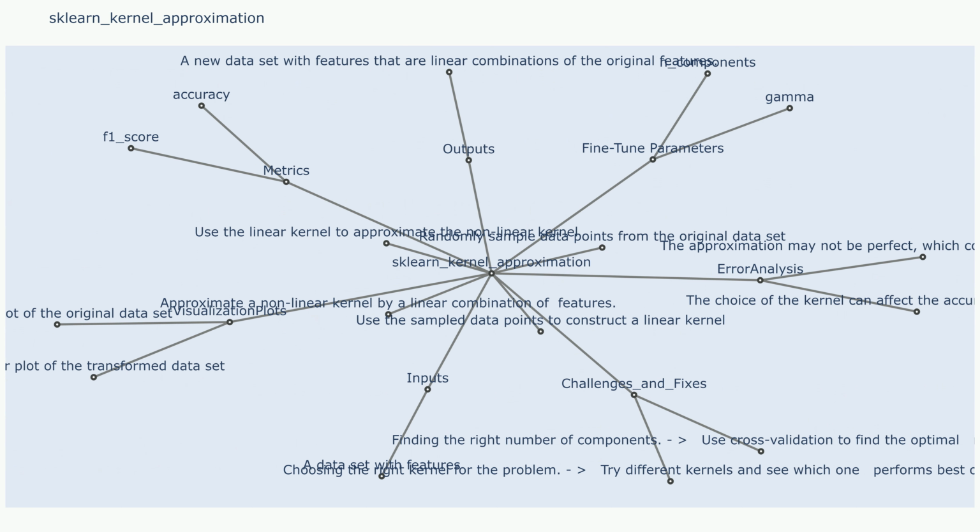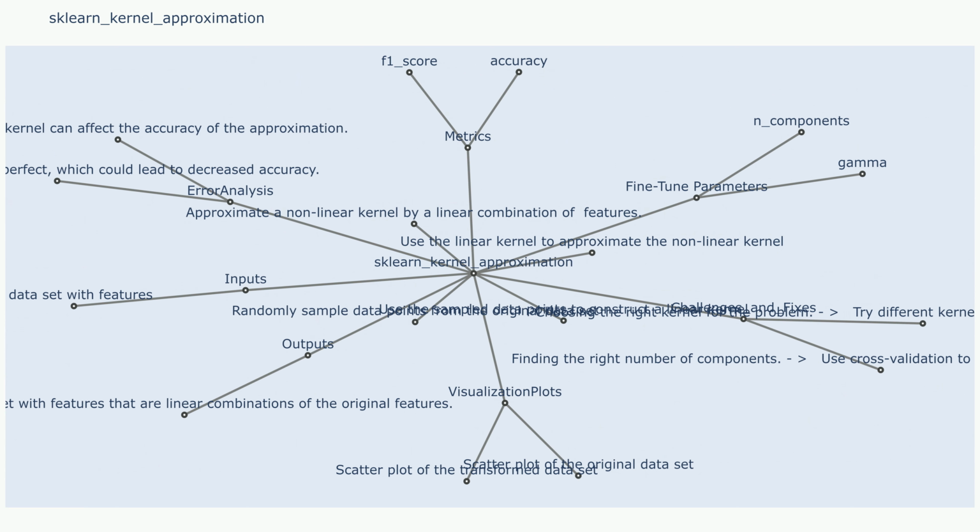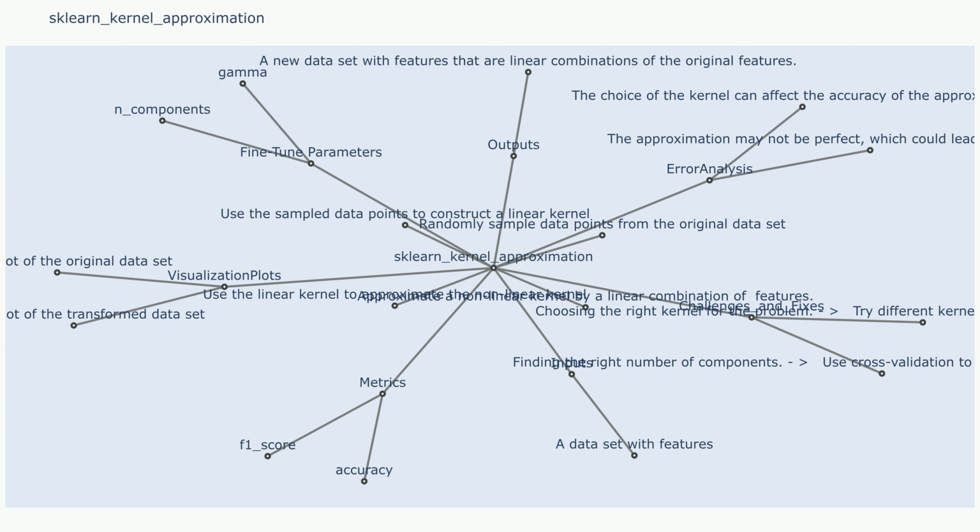Visualization: Plots. Scatter plot visualization of the original data and the approximated feature representation, to understand how the method transforms the data. Feature importance plots showing the importance of different features in the approximated representation.